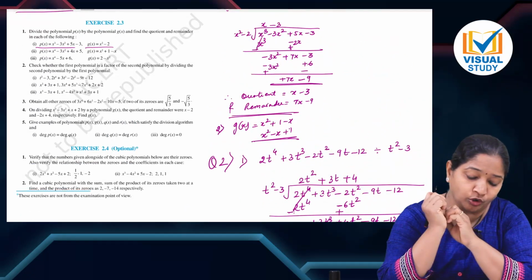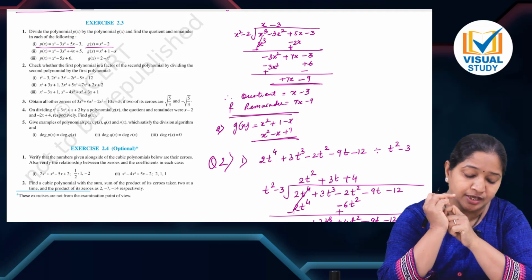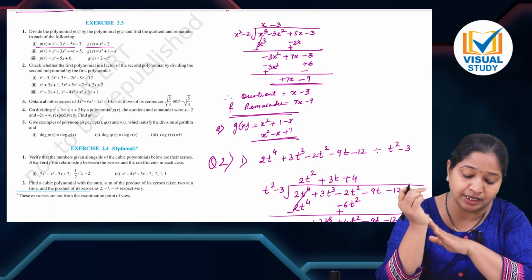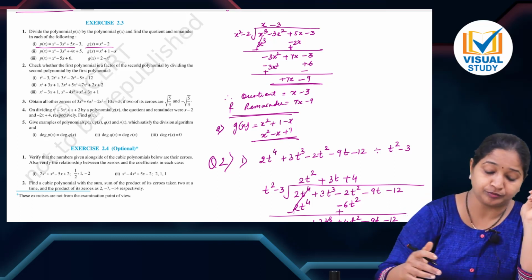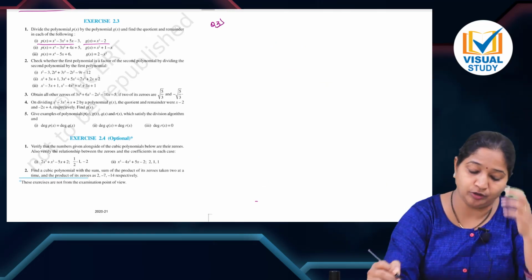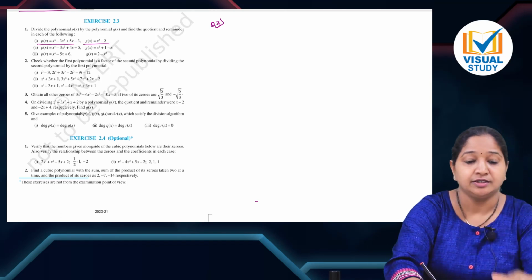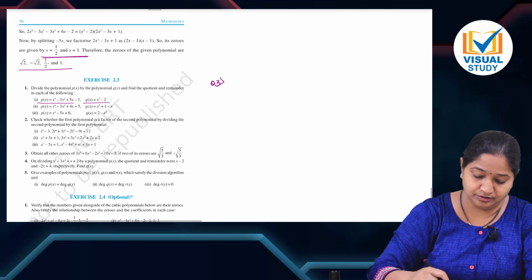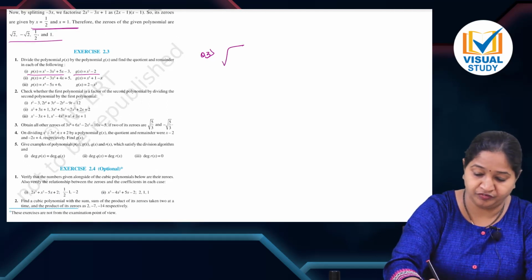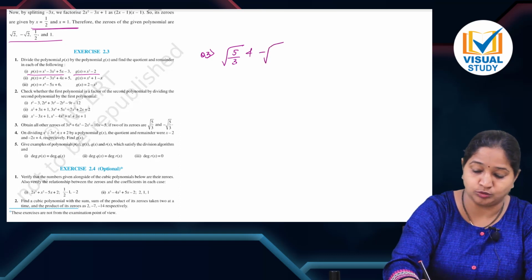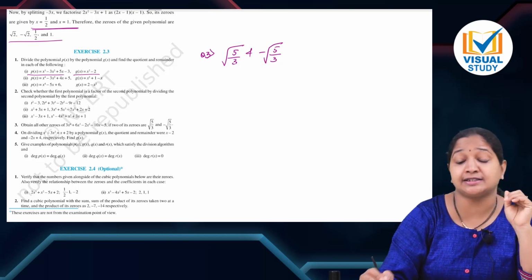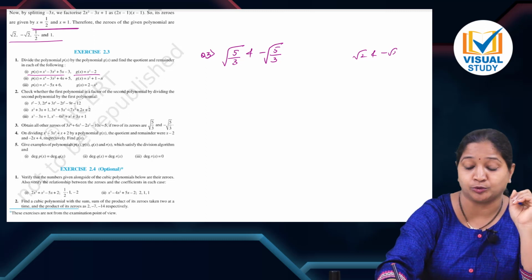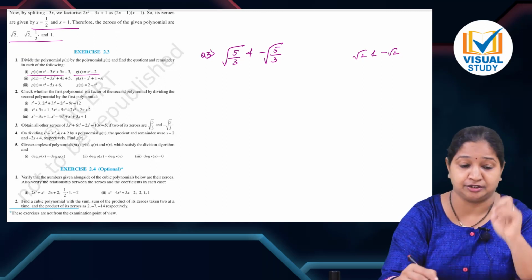third one? Obtain all other zeros of 3x raised to 4 plus 6x cube minus 2x square minus 10x minus 5 if two of its zeros are root 5 upon 3 and minus root 5 upon 3. Now question 3. You have to obtain all other zeros and two zeros they have given, that is root 5 upon 3 and minus root 5 upon 3. It is like a solved example, but in the solved example they have given us root 2 and minus root 2, and here they have given us a fraction.